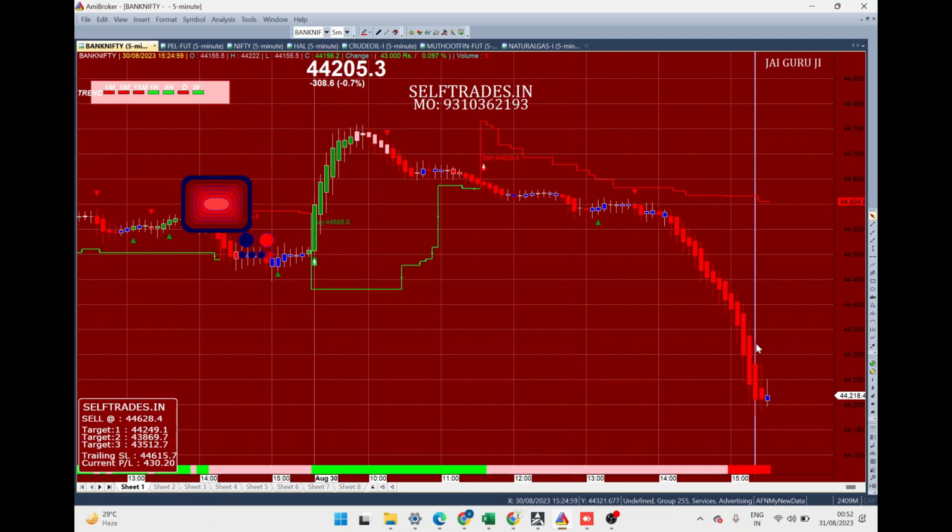So by the time we were following the trend, the trend in the market was red in 1 minute, 5 minute, 15 minute, 1 hour, 4 hour, daily, weekly. All the trends in the market were red. If you want to see the current price, the live price is always highlighted at the top: 44,205.3. This was the last traded price of the market.